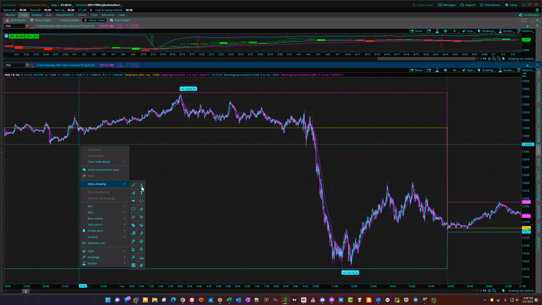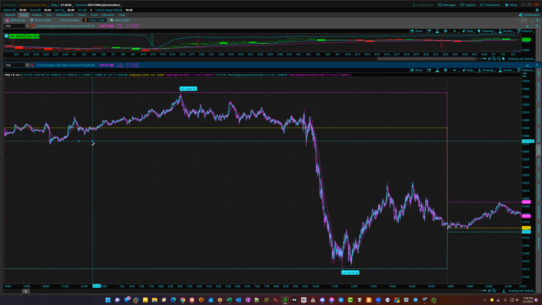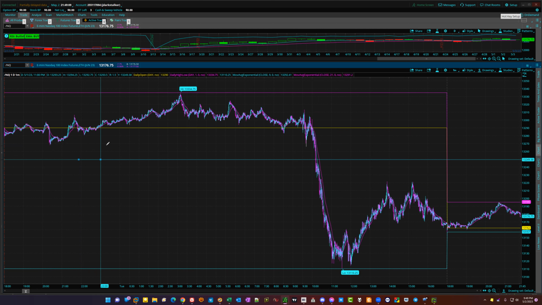Is there a shortcut for drawing price level? Or do I just have to come here and click on this? Yeah, you do need to do a double click on it. Can I hold a key and keep on pressing? No, as far as I know, you have to double click.